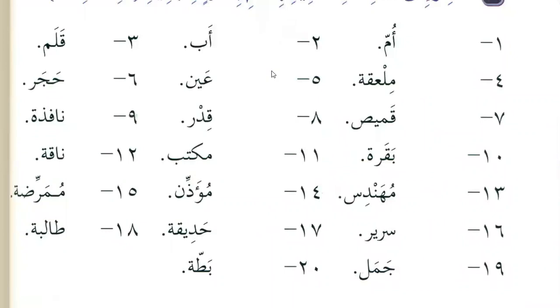Tilka umala. Salika kalamun. Tilka millakatun. Salika... Tilka ain. Ain is feminine because we have two eyes. So any body part which is more than one is considered as feminine. Eyes. Okay.